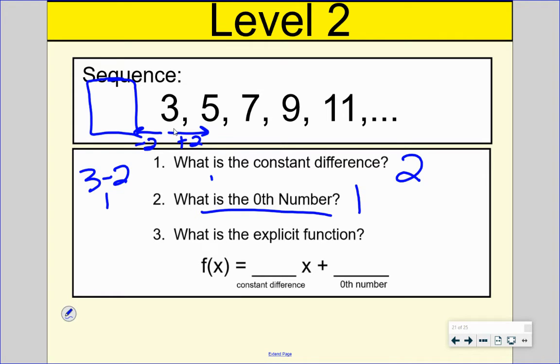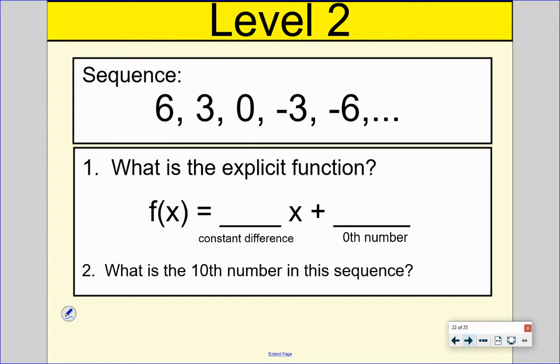Okay, so we need to remember when we write our function now, f of x is equal to the constant difference, that is 2, times x plus our 0th number, and in this case it was 1.